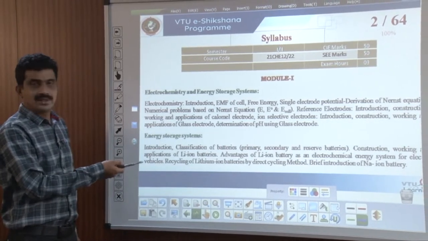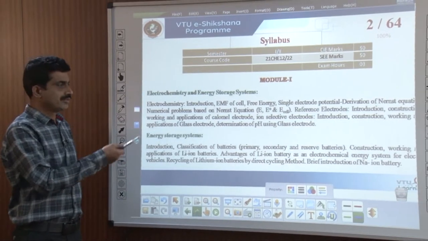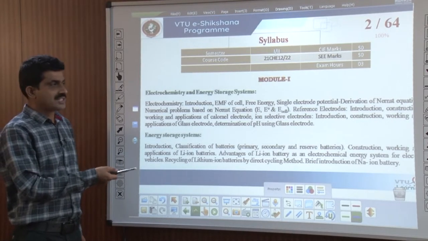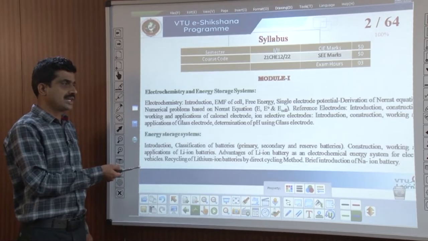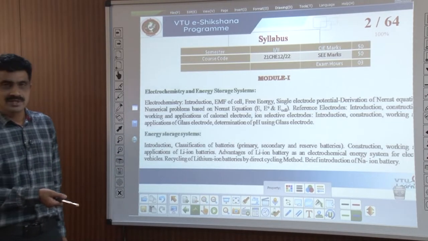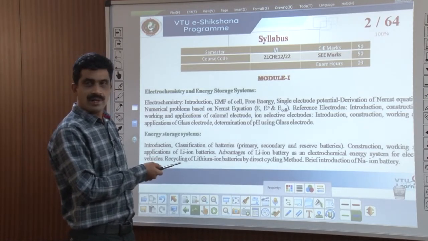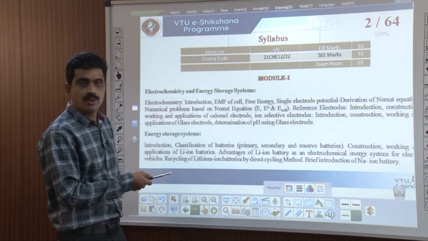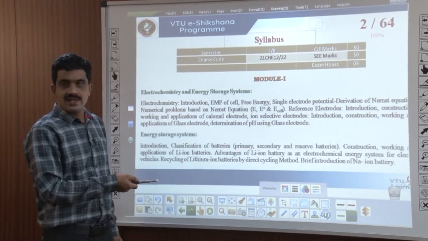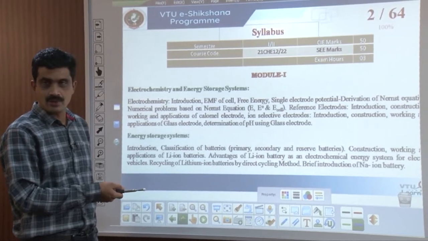It starts from the definition of EMF, the meaning of EMF of a cell, then the meaning of free energy, the meaning of single electrode potential and derivation of Nernst equation for single electrode potential, numerical problems on Nernst equation, the meaning of reference electrodes, the construction and working principle of Calomel electrode, the advantages of Calomel electrode, the meaning of ion selective electrode, construction and working principle of glass electrode and the determination of pH using glass electrode.